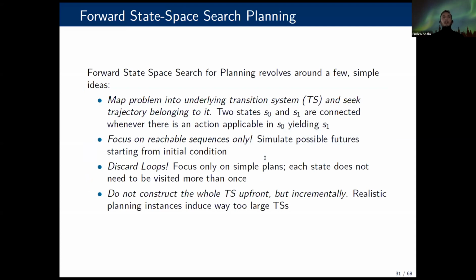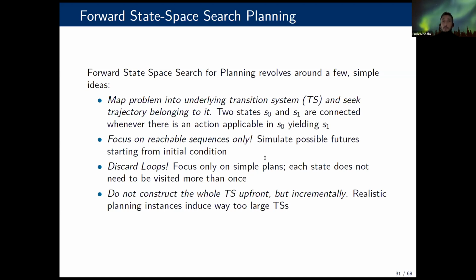Okay, so solving planning problems through forward state space search means having the ability to map your problem into the underlying transition system. And as we have seen before, this is quite straightforward for the class of problems that we are interested in, and also for numeric planning. And there are a few expedients that you can use because you are solving a planning problem. Among these, you can focus only on reachable sequences. This is due to the fact that you always start from the initial state, so you can simulate the possible futures by only applying the actions that are actually applicable from some condition. So you don't really need to explore all the paths in the transition system blindly.